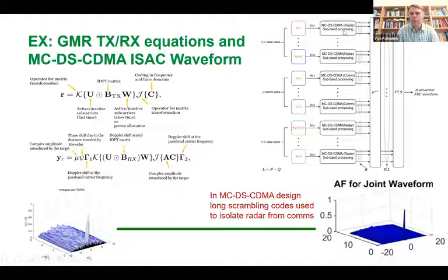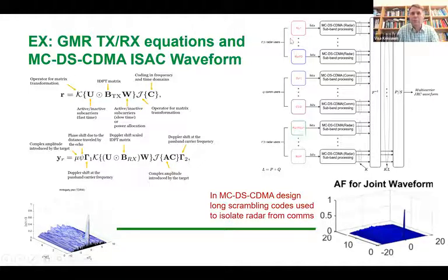And then you could use, for example, orthogonal variable spreading factor coding for these communication subcarriers, which could give you different data rates and so on. And then for the radar part, you could use any good radar code. And then, based on the ideas used in 3G wireless systems, we are using long scrambling codes to isolate the communication part and radar part from each other.